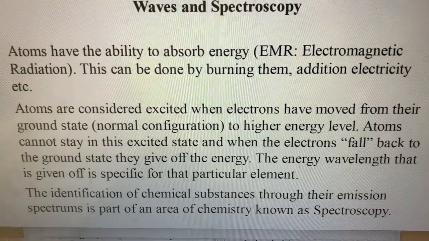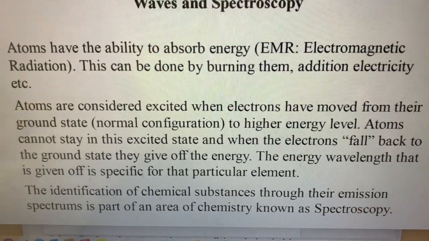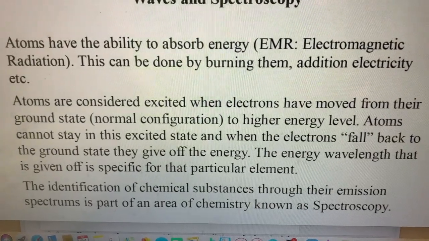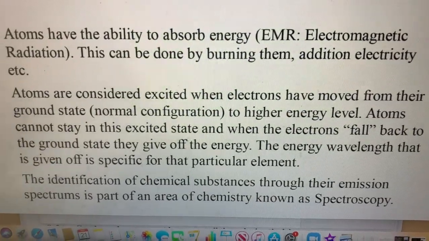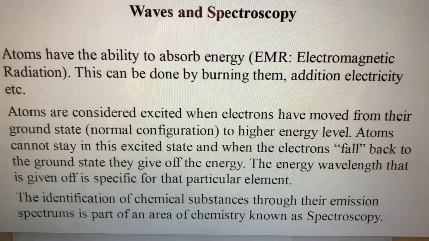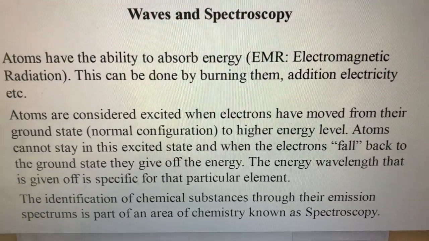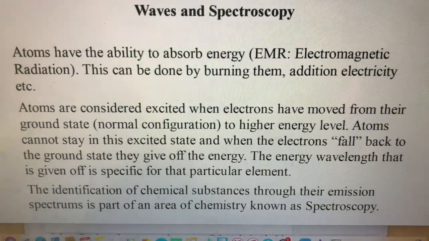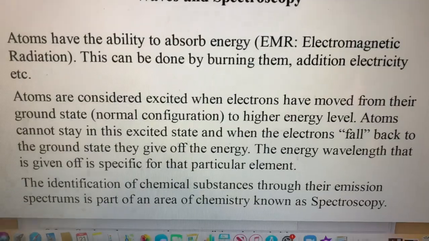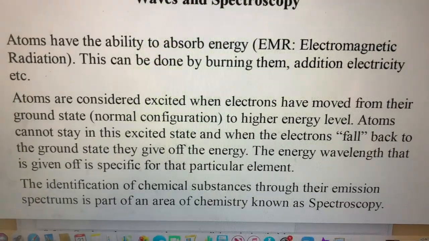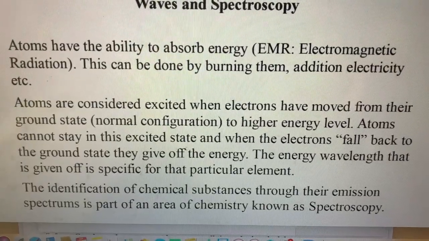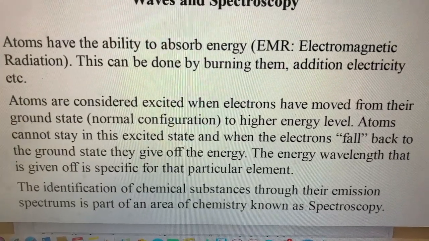So there's lots of different ways to excite atoms to allow them to absorb energy. You can add electricity to them. You can add energy to them. You can burn them, which is what we're going to be doing in our lab. These atoms are considered excited when their electrons have moved from their ground state, that is their normal electron configuration. Some of those electrons actually jump up to higher states, and we say that the atom is then excited.